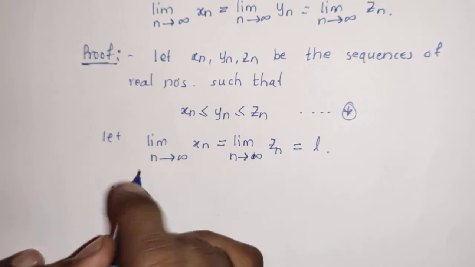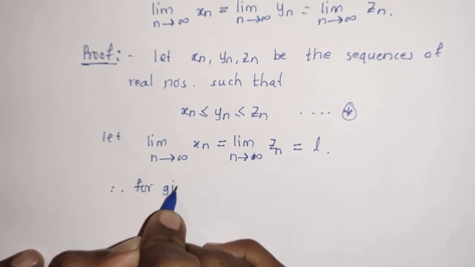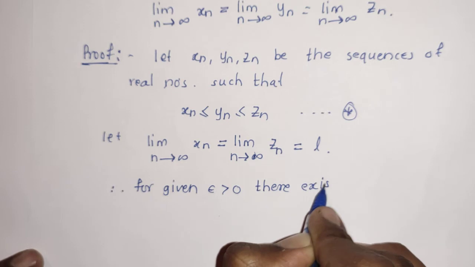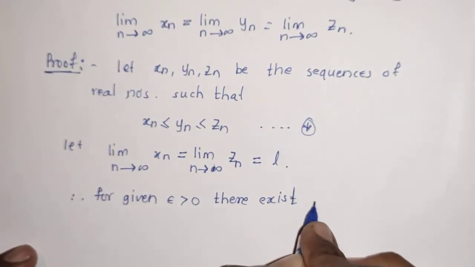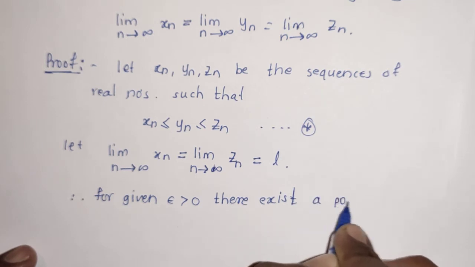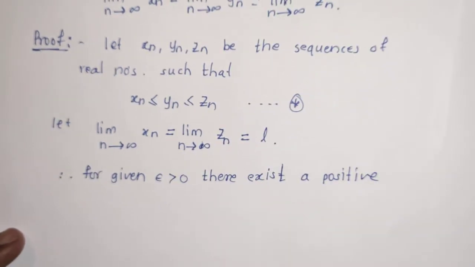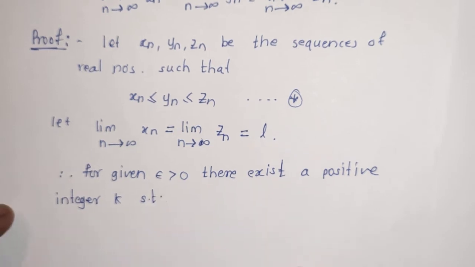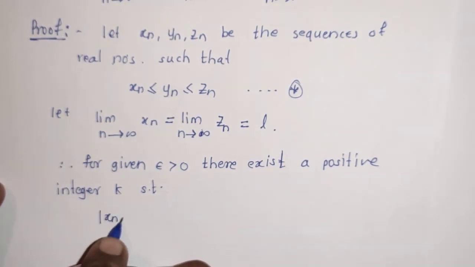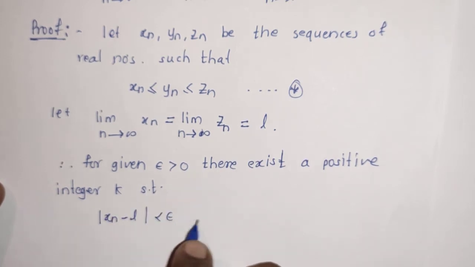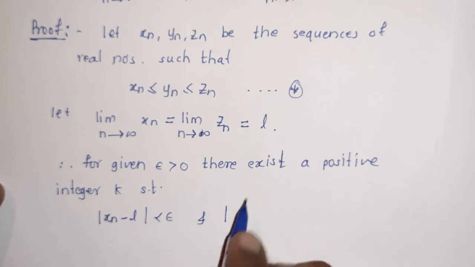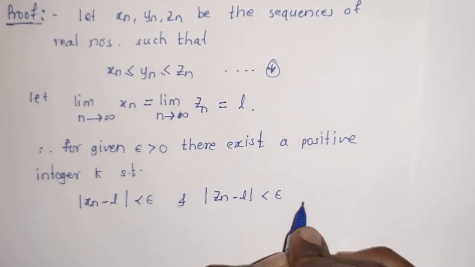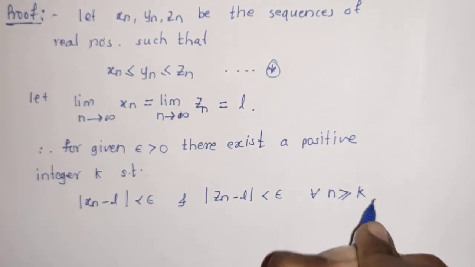Therefore, for a given epsilon positive, there exists a positive integer k such that the modulus of xn minus L is less than epsilon, and since the limit of zn is also L, the modulus of zn minus L is less than epsilon, for all n greater than or equal to k. This is the definition of limit.